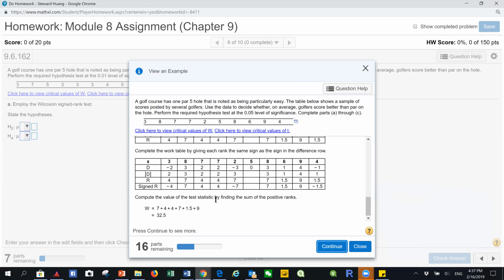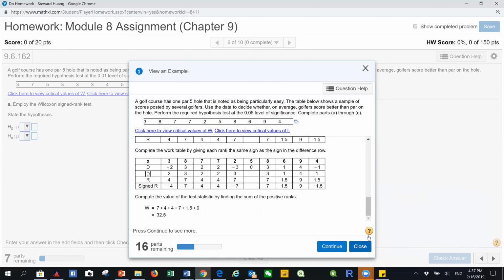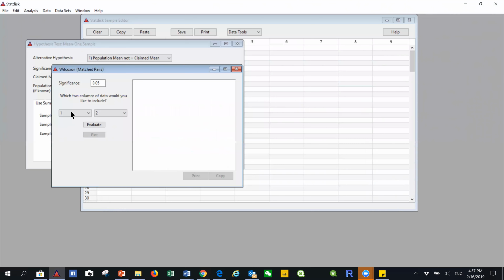The test statistic is computed by finding the sum of the positive ranks. Okay, so that is the case. Now I believe you should be able to verify. The first column is the numbers of x. The second column, use the 3 and see if this calculates a result for you.